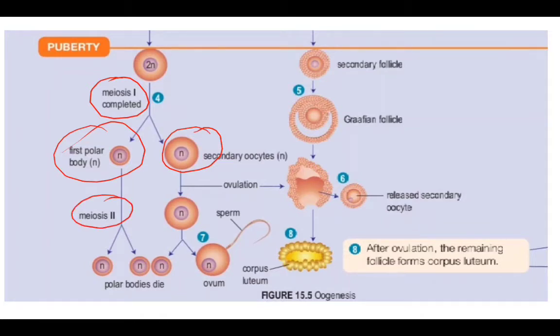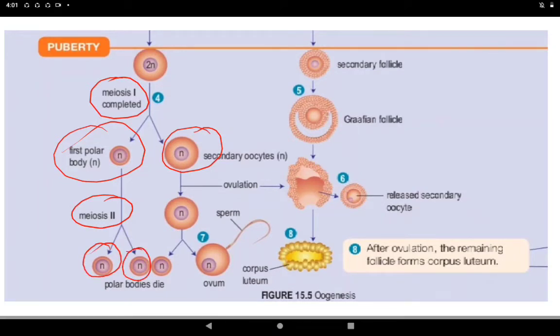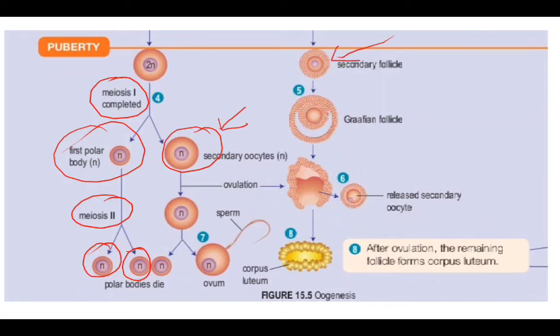And the first polar body will complete meiosis 2 to form 2 second polar bodies here. A layer of follicular cells envelop the secondary oocyte. Okay, this is the secondary oocyte. A layer of follicular cells envelops the secondary oocyte and is called the secondary follicle.